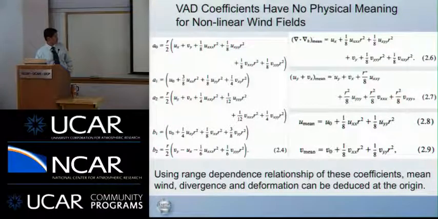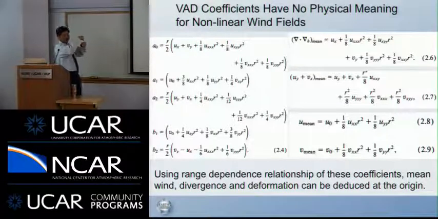So Kaya and Zawadzki found a clever way to solve this problem. They perform VAD at each radius, and you can see these coefficients are a function of R. So they actually performed lots of VAD analysis, then looked at the distributions of A0, A1, A2, B1, B2, and did a second curve fit with respect to R. Then they evaluate that function at R equals 0 in order to obtain the U0 and V0 on top of the radar site.